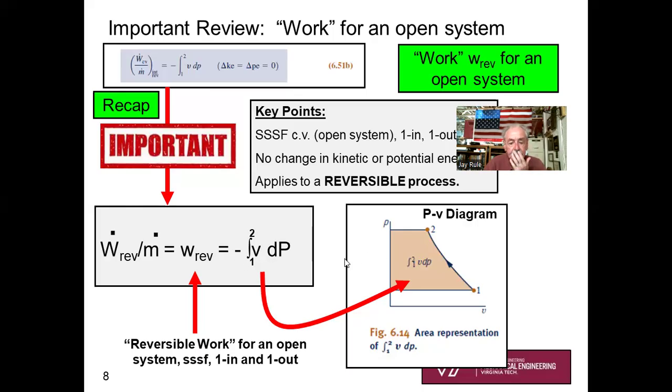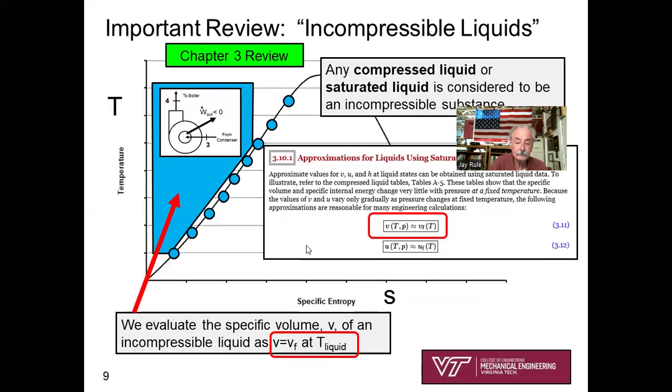Now, for a compressed liquid, do you see how we're going to simplify this fundamental? How we're going to simplify this fundamental if we have an incompressible fluid? V is constant, and we're going to simplify. Okay, and so another recap, all the way back to chapter 3 about incompressible liquids.